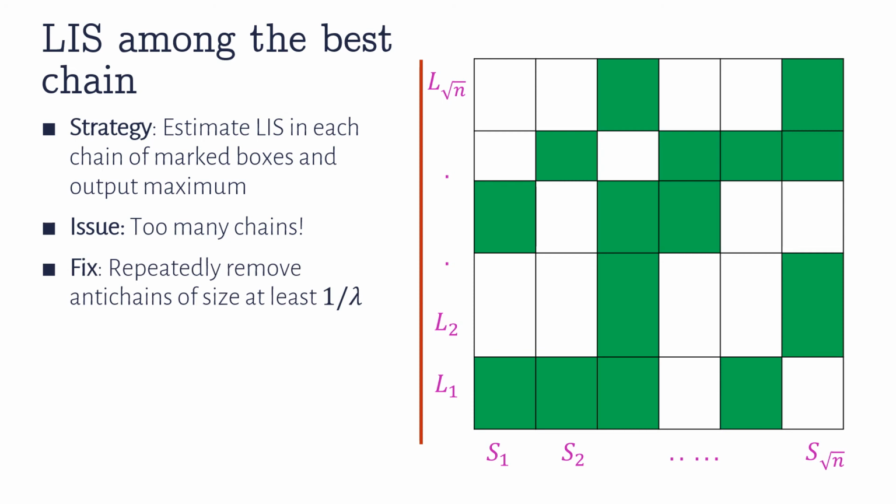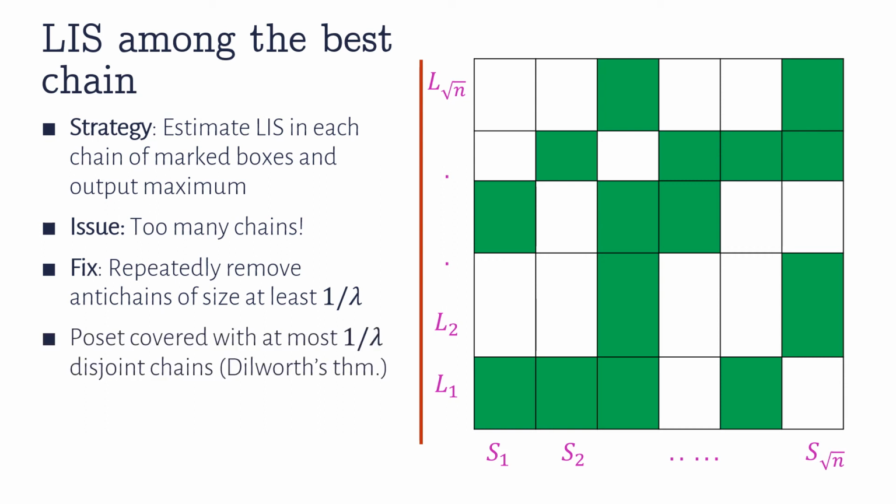To fix this issue, we repeatedly remove large antichains from the grid. Specifically, we remove antichains of size at least 1 over lambda from the grid. And this would mean that at the end of this procedure, we do not have any antichain of size larger than 1 over lambda, which by Dilworth's theorem implies that the poset can be covered with at most 1 over lambda disjoint chains.